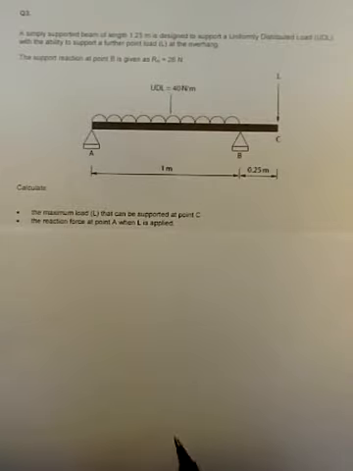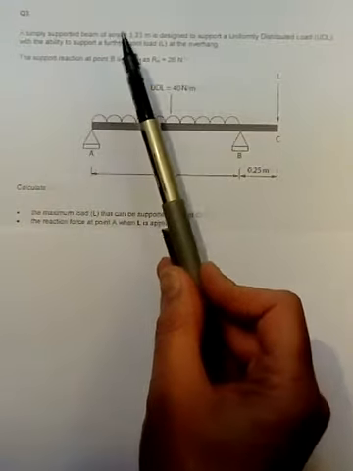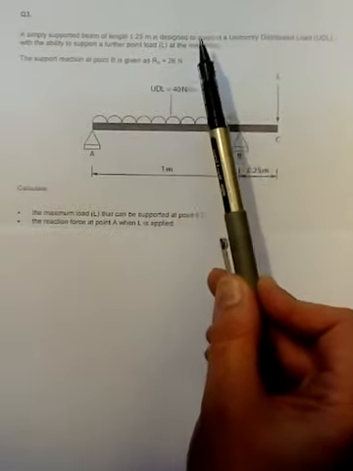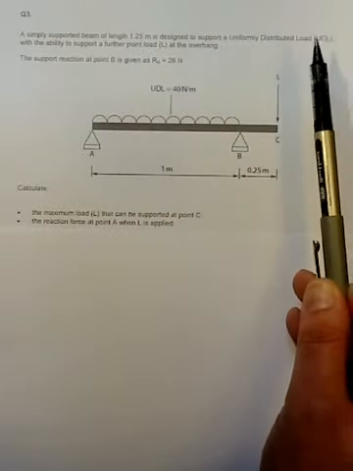Okay, so let's start by reading the question. A simply supported beam of length 1.25 meters is designed to support a uniformly distributed load. This is the uniformly distributed load here, which actually stops part of the way down the beam, with the ability to support a further point load L in the overhang. The support reaction B is given as RB equals 26 newtons. The question says find the load that can be supported at point C.